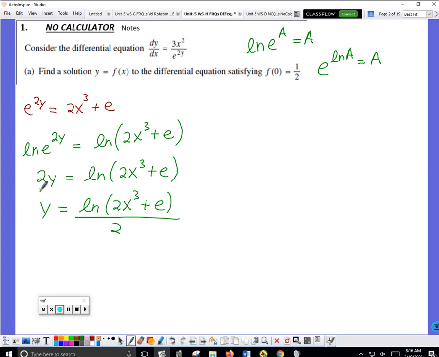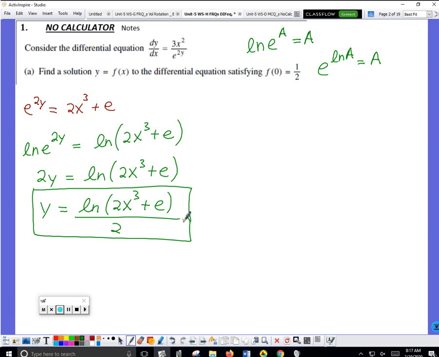I have found an equation that if I take the derivative of this equation, I will get what I started with. Question? Point. Cool.